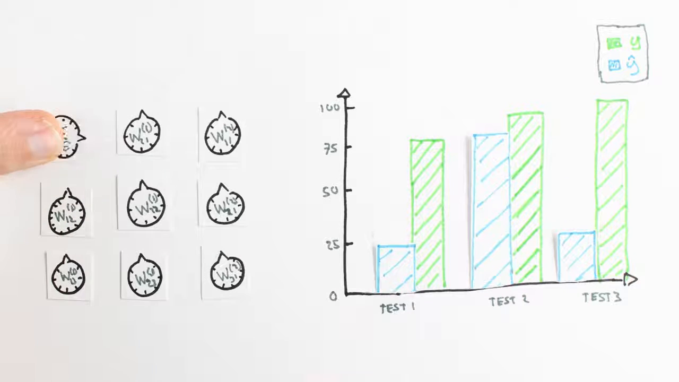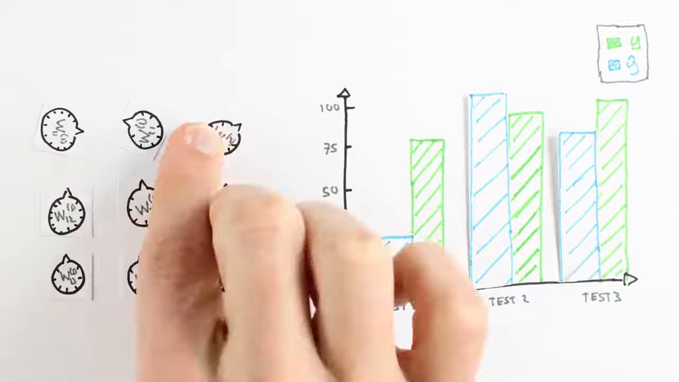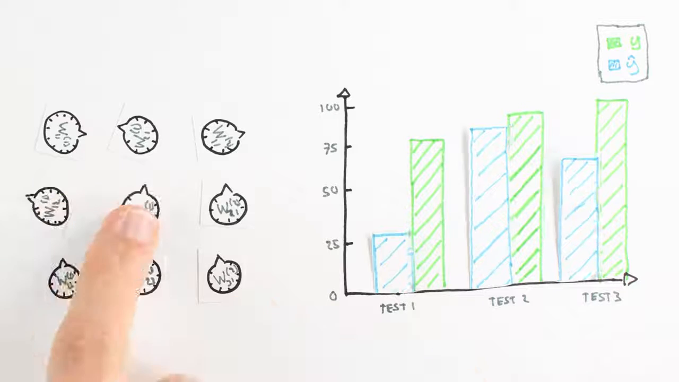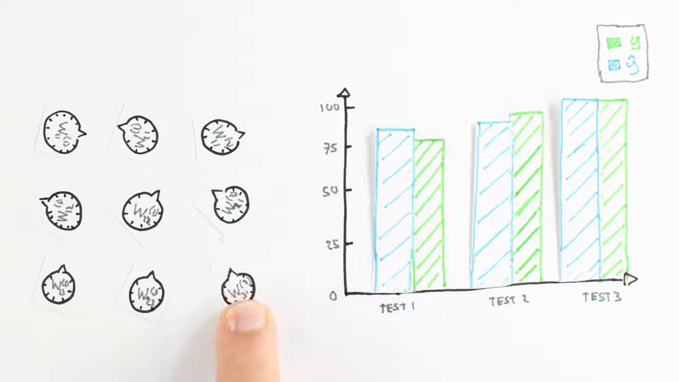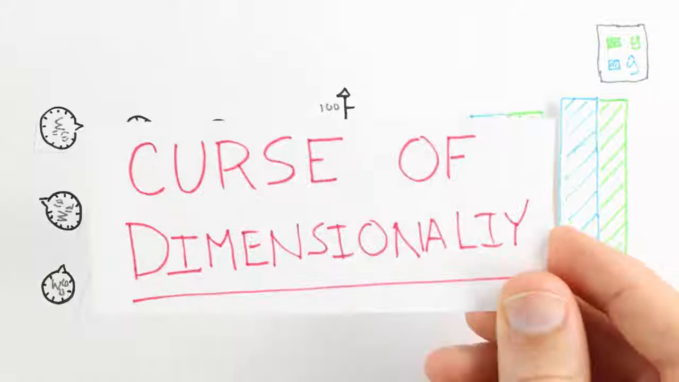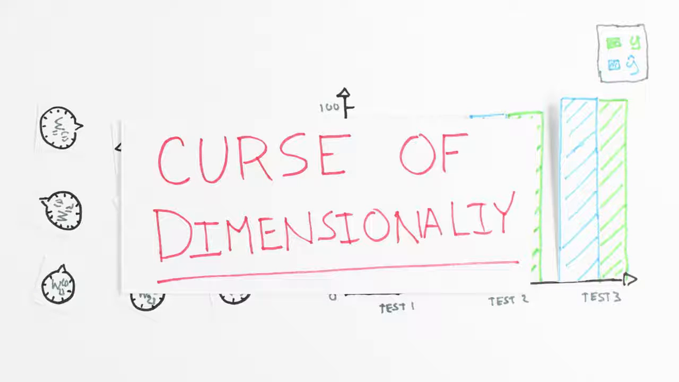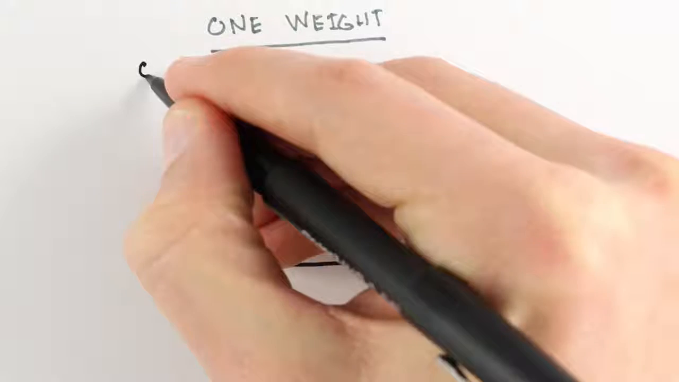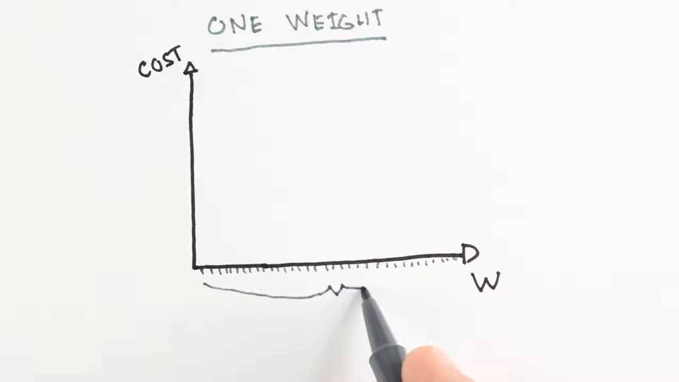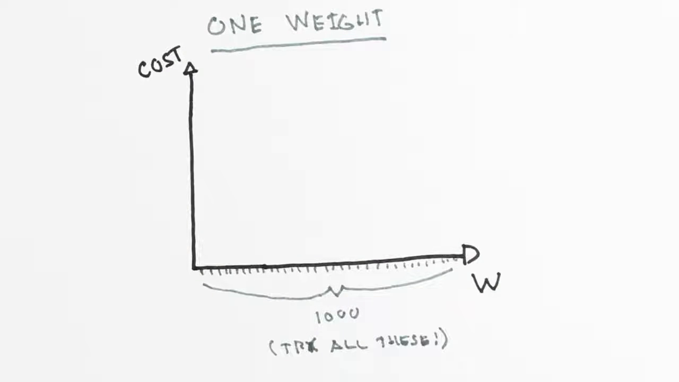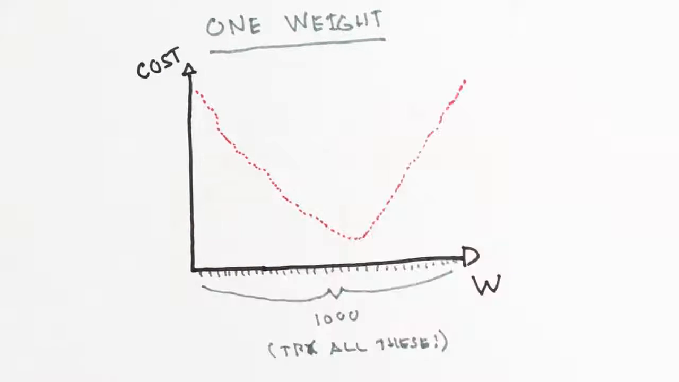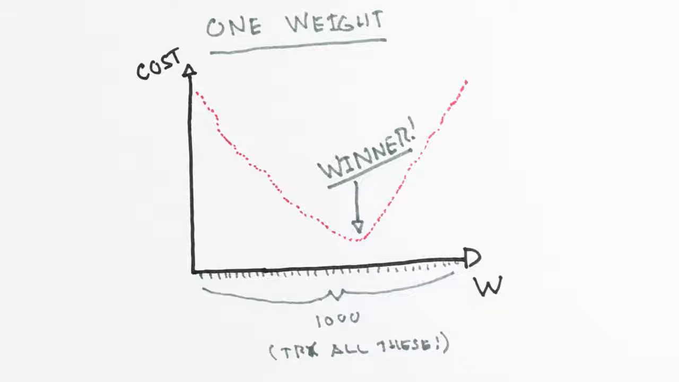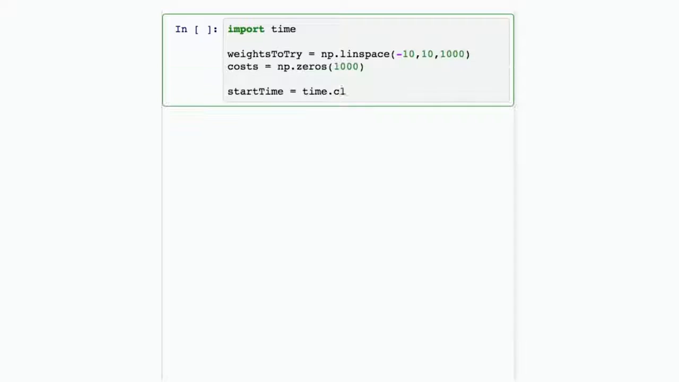When I first saw this problem in machine learning, I thought, I'll just try all the weights until I find the best one. After all, I have a computer. Enter the curse of dimensionality. Here's the problem. Let's pretend for a second that we only have one weight instead of 9. To find the ideal value for our weight that will minimize our cost, we need to try a bunch of values for w. Let's say we test 1,000 values. That doesn't seem so bad. After all, my computer is pretty fast.